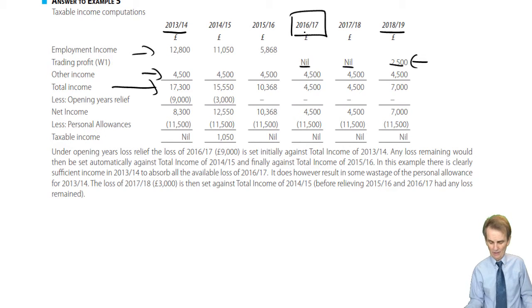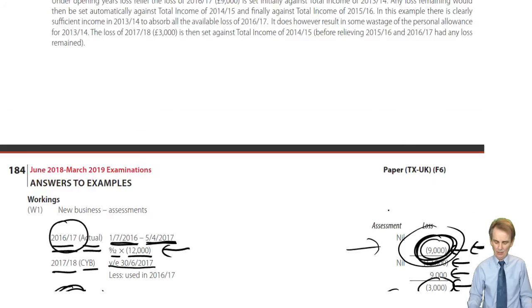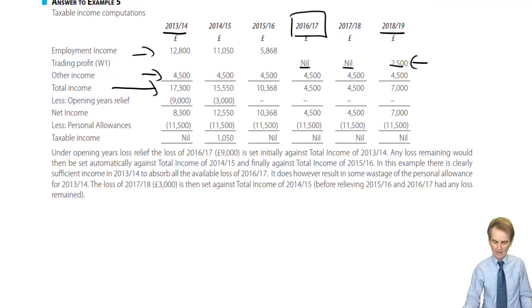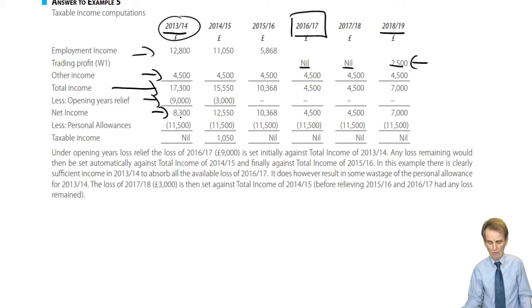The first tax year, 16-17. How much loss did we have? We had £9,000. There it is. Where can we go back to? Back 3 years. From 16-17, go back 1, 2, 3 tax years to 13-14. We have total income of 17.3. We have a loss of 9,000 under the opening year's relief available. More than sufficient income to absorb that loss. Remember, we can't make partial claims. That reduces the income down to a net income figure of £8,300.